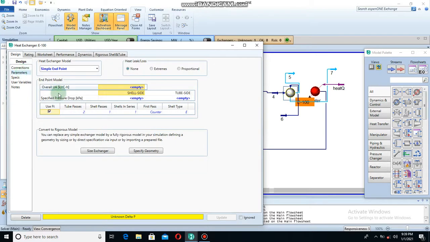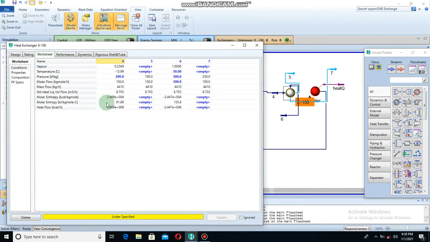Go over to parameters. Remember, it's always best to have the lower pressure drop on the tube side, and the one with the most pressure drop should be at the shell side. Now the system is fully specified.